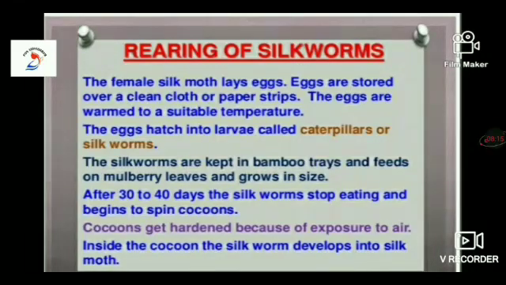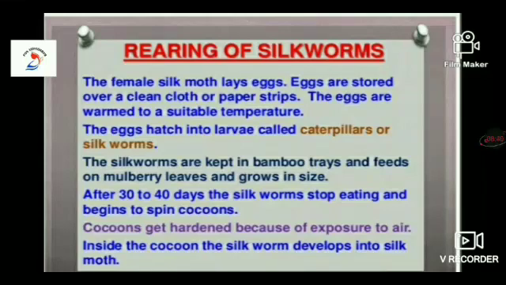So now let's see about the rearing of silkworms. The female silk moth lays eggs. Eggs are stored over a clean cloth or paper strips. The eggs are warmed to a suitable temperature. The eggs hatch into larvae called caterpillars or silkworms. The silkworms are kept in bamboo trays and feed on mulberry leaves and grow in size.